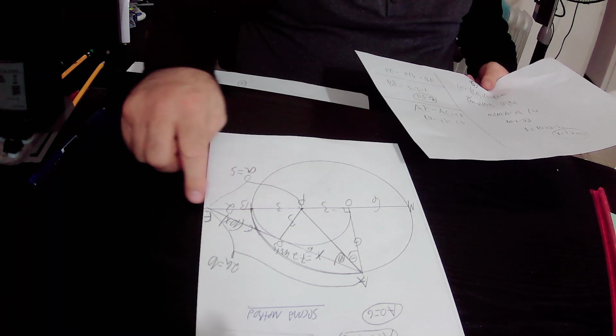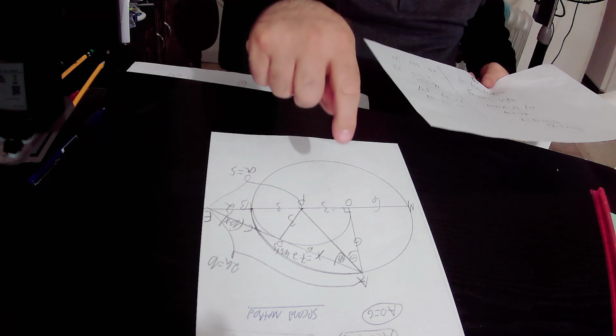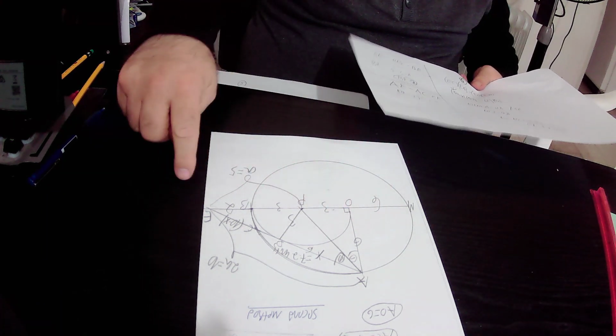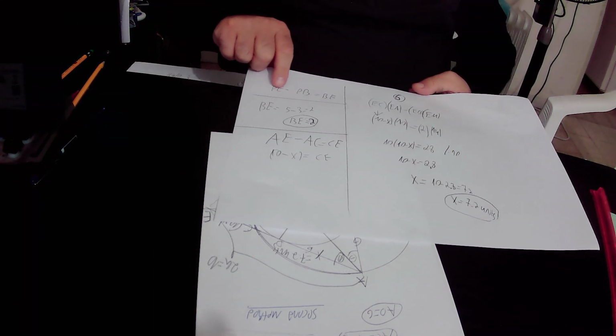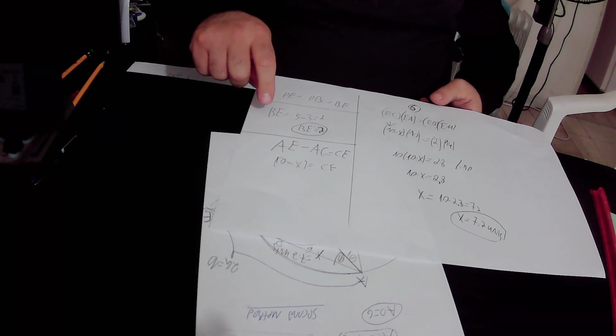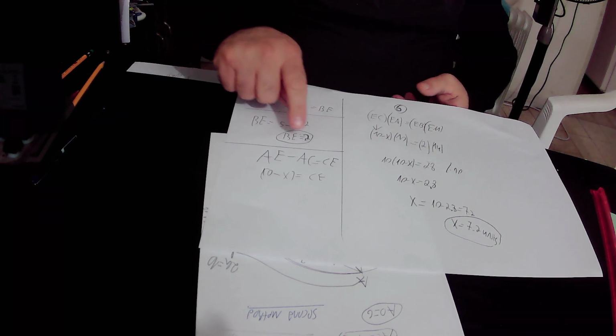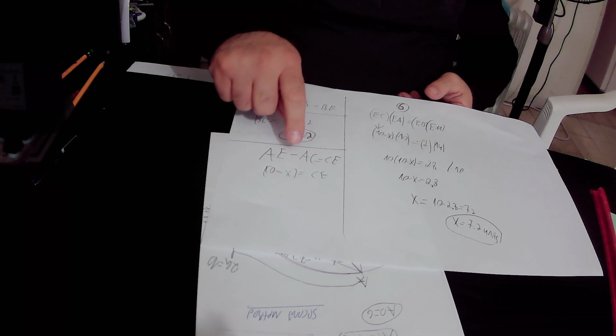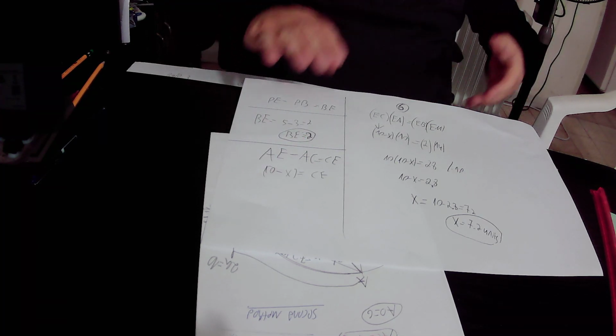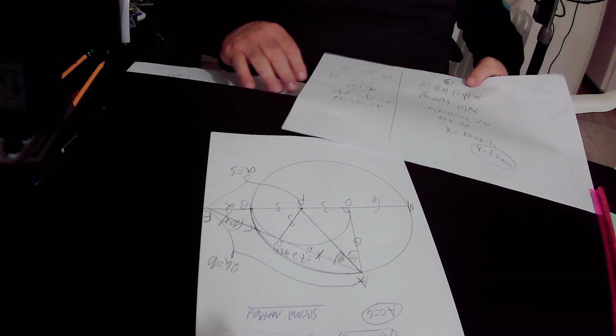So what is the length of CE? From the drawing, it is very easy to see that CE equals AE minus AC. Again, CE equals AE minus AC. AE is 10 and AC is X. So in conclusion, I found out that CE equals 10 minus X.